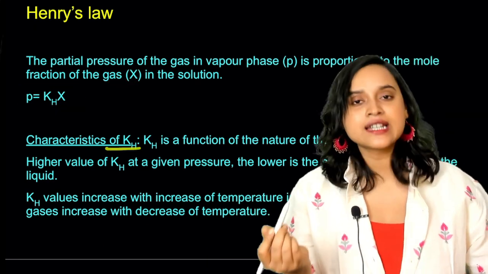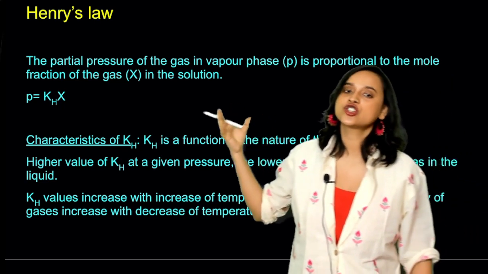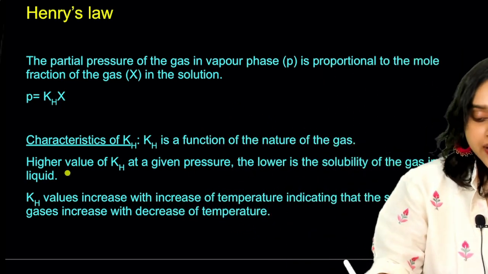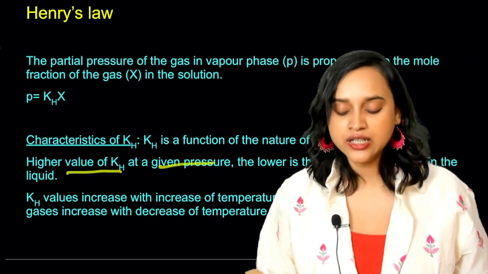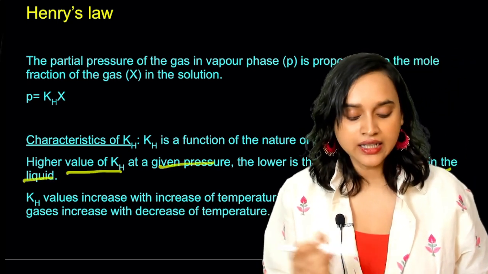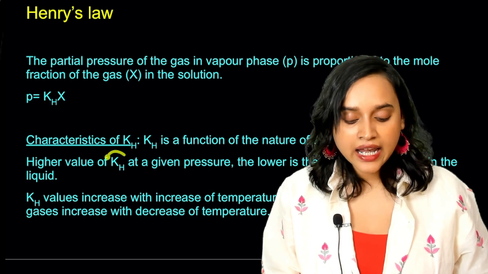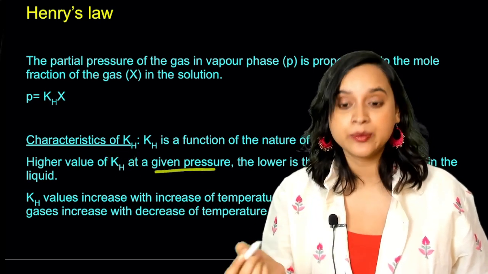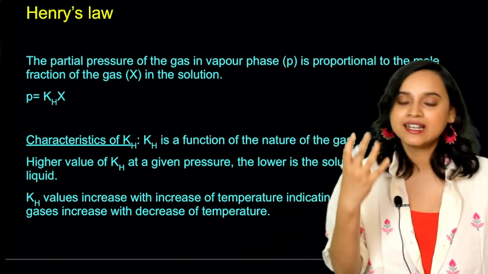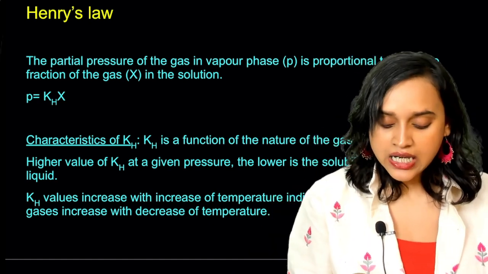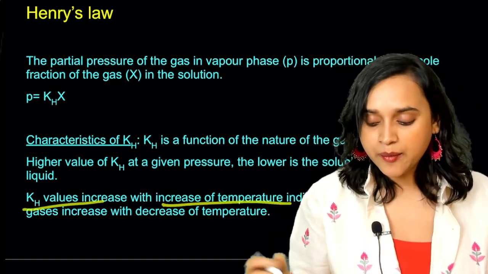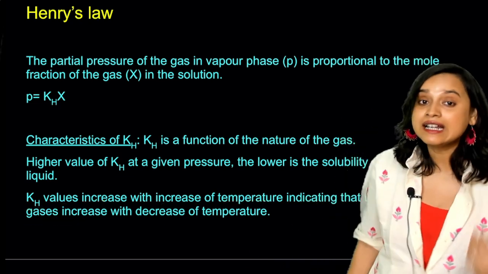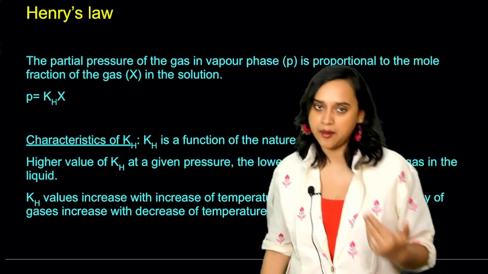What are the characteristics of this Henry's constant? It is a function of the nature of the gas. If you change the gas, the Kh also changes. The higher the Kh at a given pressure, the lower is the solubility of the gas in the liquid. That means Kh of oxygen is actually very high at a given pressure, which is why oxygen has a lesser solubility in liquid. Okay, Kh value increases with increase of temperature. That means that solubility of gases increases with a decrease in temperature.